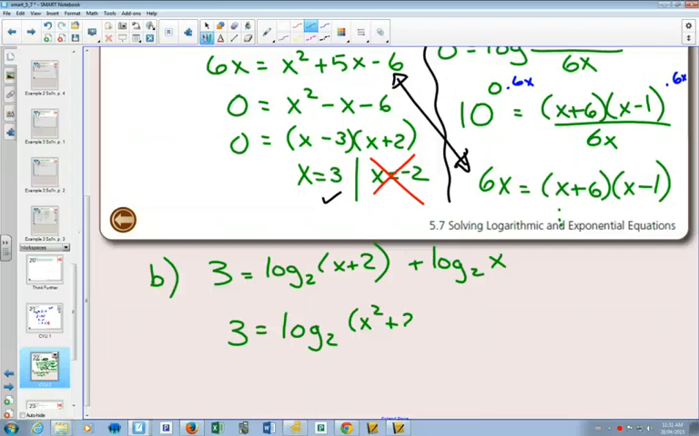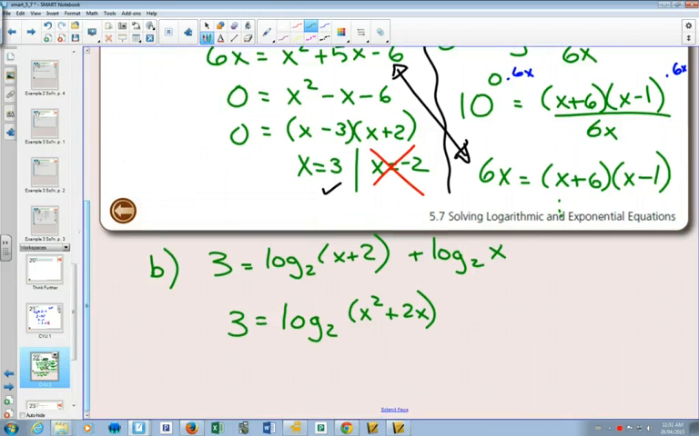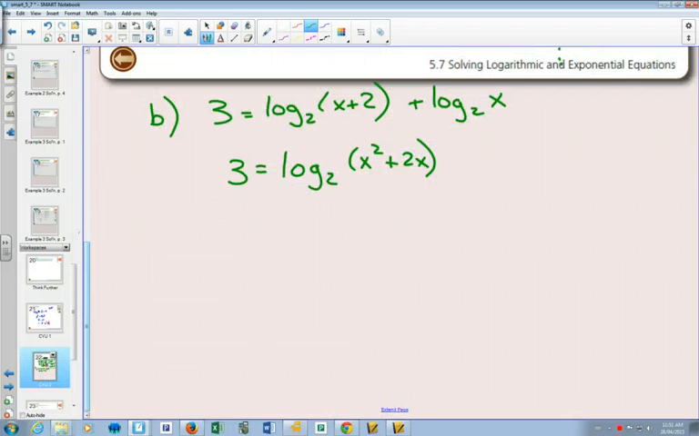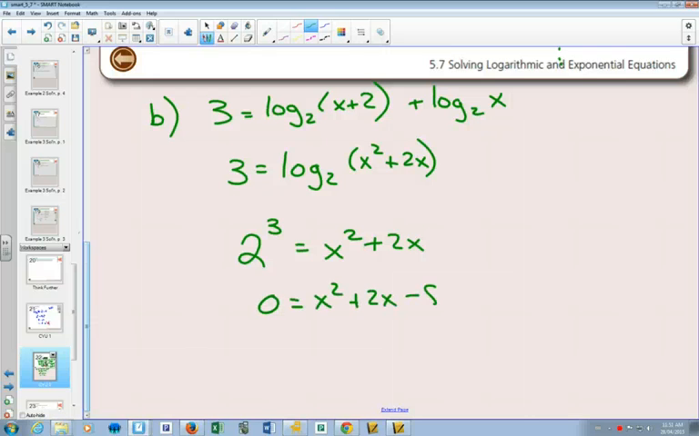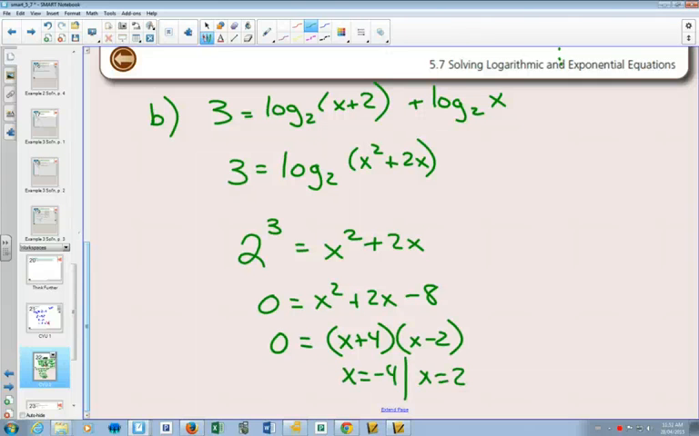I'm just going to distribute it right away. x squared plus 2x. Now that we have a single logarithm, the base is 2, the exponent is 3, x squared plus 2x. It's quadratic, so I'll make one side equal to 0. And factor. x equals -4, x equals 2.